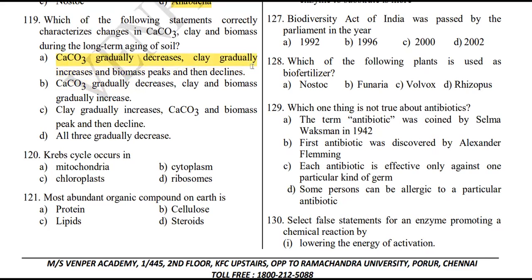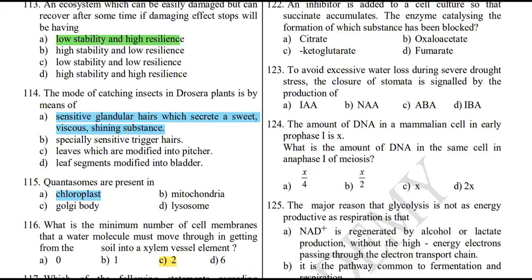Okay. The next question. Krebs cycle occurs in which of these cases? Yes, we know glycolysis takes place in the cytoplasm. Krebs cycle takes place in the matrix of the mitochondria. So we can say it's going to be option A. The most abundant organic compound on earth. Okay, it's going to be cellulose. Okay, yes. The next question.